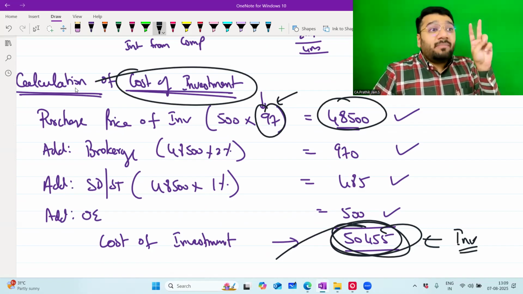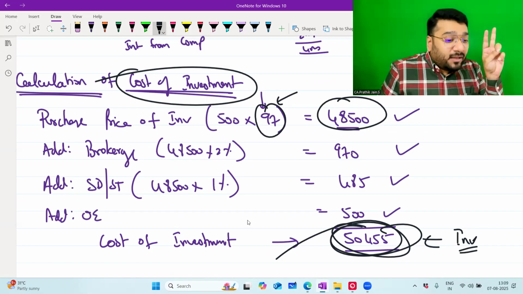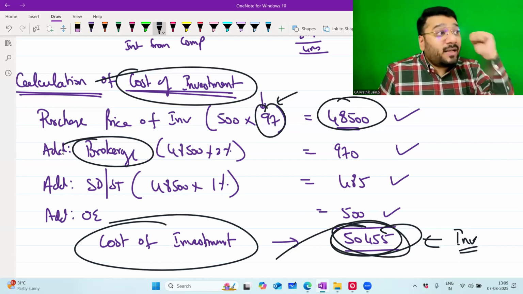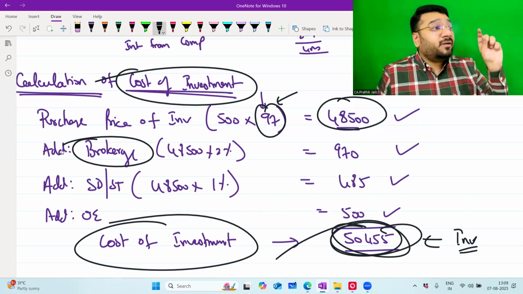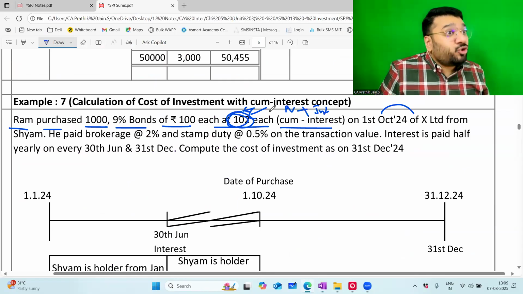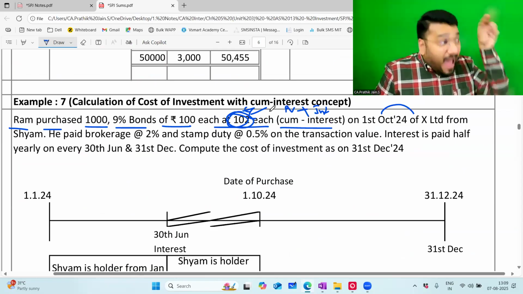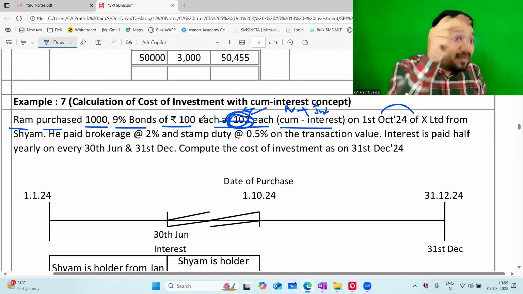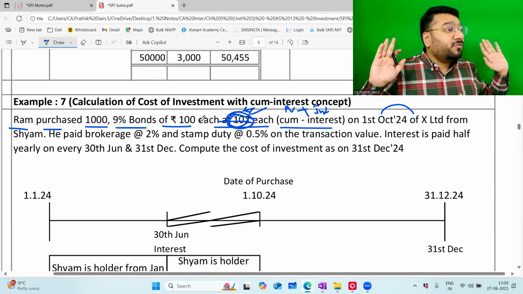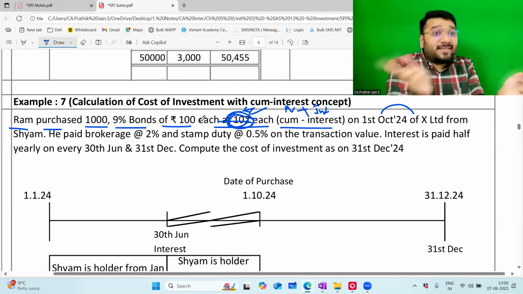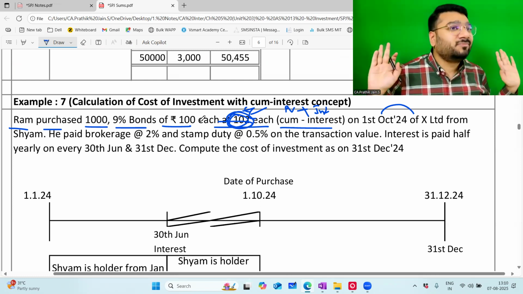So two things you have to remember. When you get a cum interest value, minus the interest component in deriving the cost of investment. Second, brokerage you should calculate on the transaction value. So in cum interest, what is the value that the broker cracked? 102 in our example, which has the purchase value plus interest value. He will say, since I negotiated two transactions together, I will charge commission on 102, because this is the deal he has cracked. According to him, whatever money you have transacted through me, on that I want commission. Am I loud and clear?